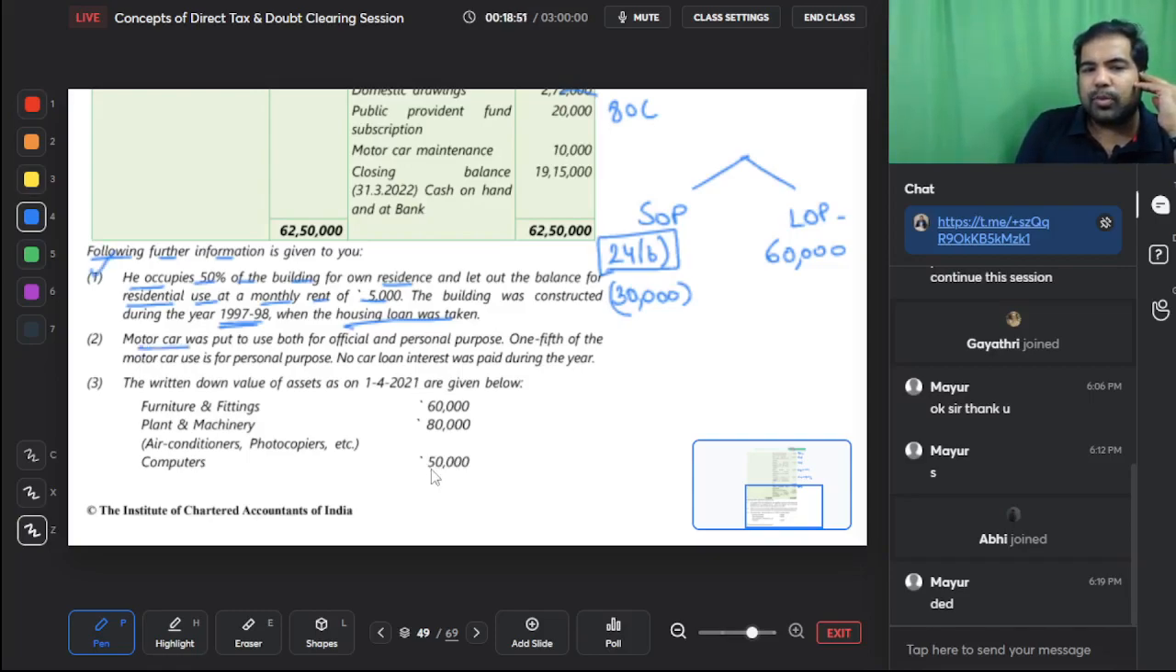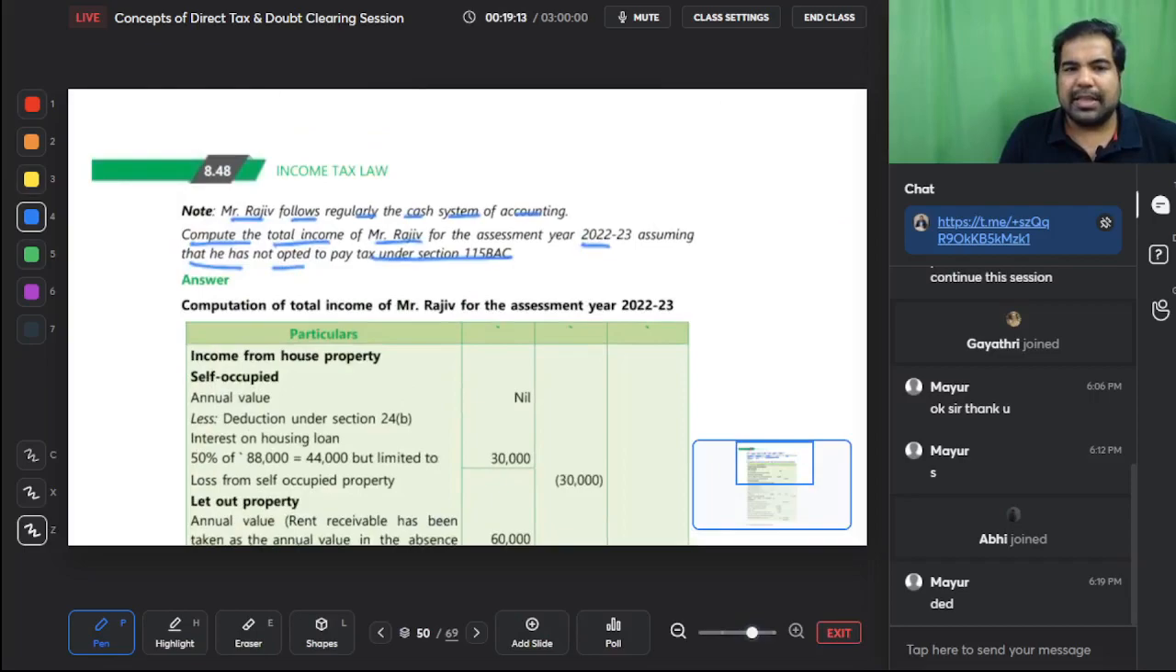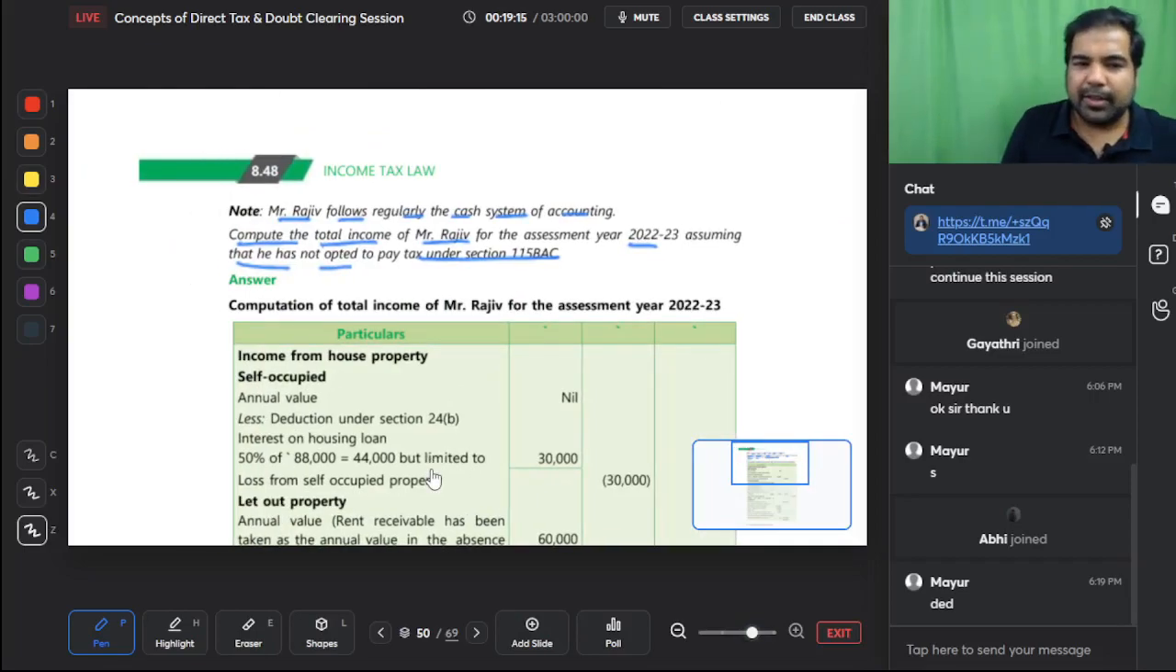Motor car was used for both official and personal purposes. 1/5 was personal. So whatever is the expenses, 4/5 will be allowed, 1/5 will not be allowed. The written down value as at the start of the year, furniture and fitting 10%, plant and machinery 15%, computers 40%. These are the rates, I'm just putting them across. That's it. Wow, perfect. Let's start, guys.